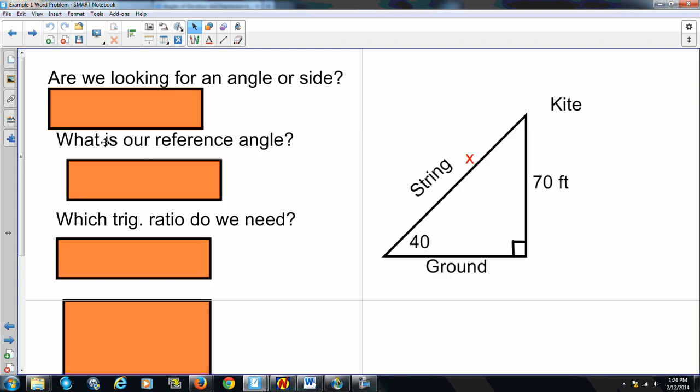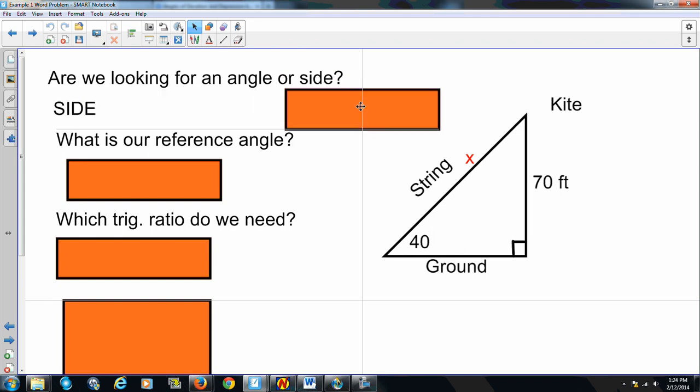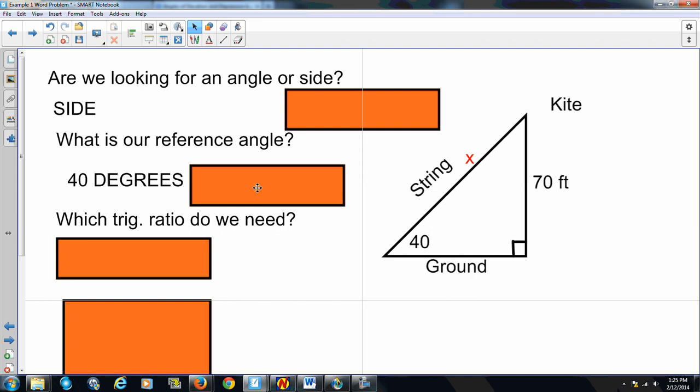Now I need to ask myself some questions. Are we looking for a side or are we looking for an angle? I'm looking for a side. The hypotenuse is a side. What is our reference angle? Our reference angle is the angle that we're going to use to associate a trigonometric ratio. We want to be able to use either sine, cosine, or tangent, but I need to have an angle in order to do that. And that's what our reference angle is going to be, this 40-degree angle right down here.